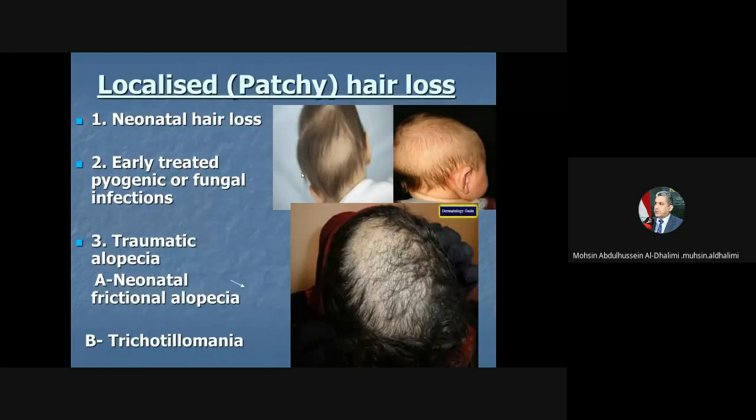We start with some examples of localized, or so-called patchy alopecia or patchy hair loss. We have first a condition called neonatal hair loss. For those who have small children at home, neonates: most of the neonates will get patchy hair loss over a large area of the scalp 3 months after birth. This is usually reversible hair loss and the hair regrows again at the age of 6 to 9 months.